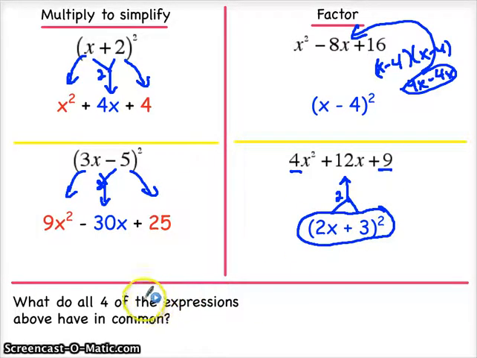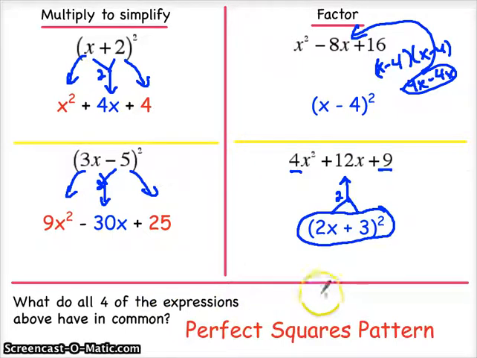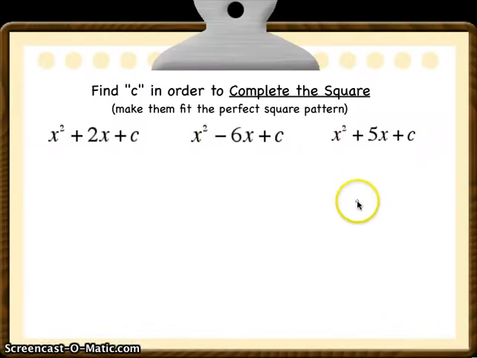squared. So what do all four expressions have in common? They all have that perfect square pattern in common. Now, the complete the square pattern is actually saying we're going to have the first term and the second term, but we need to come up with what would that last term look like? What would the constant be?